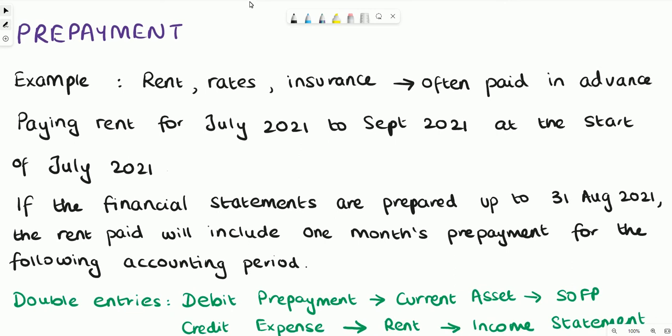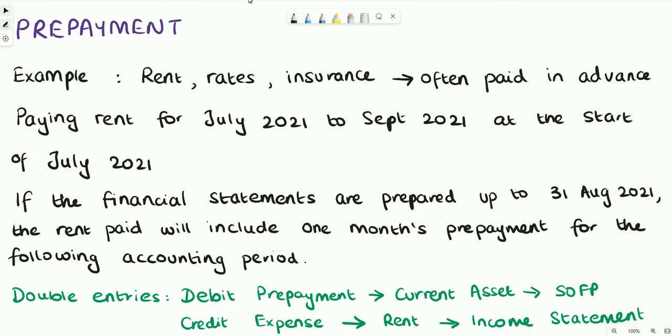So let me just give you an example in our day-to-day life. A prepayment normally, for example, our rent, we tend to pay that at the start of the month, but then we use that room or the house or the flat for that whole month. So we prepay it and then get the benefit of that service later on. Similarly for a business, there are a lot of expenses that tend to be prepaid, i.e. paid in advance, but then the business benefits from the services later on. So some examples include rent, rates, insurance. Those are often paid in advance.